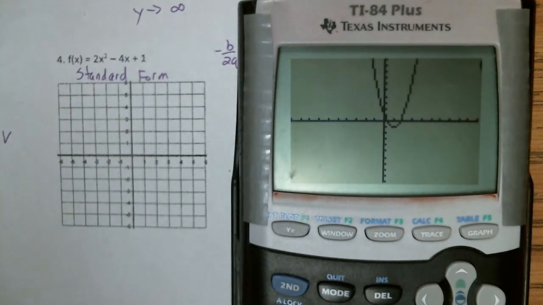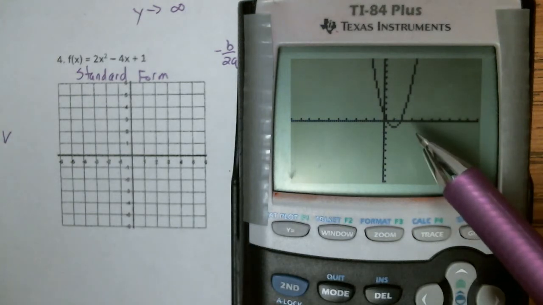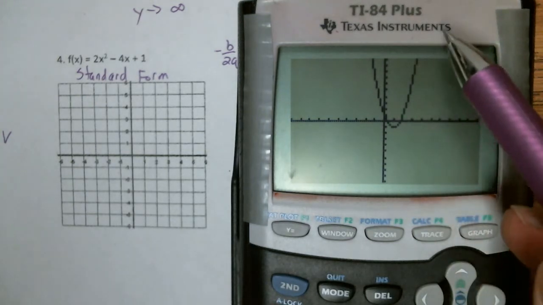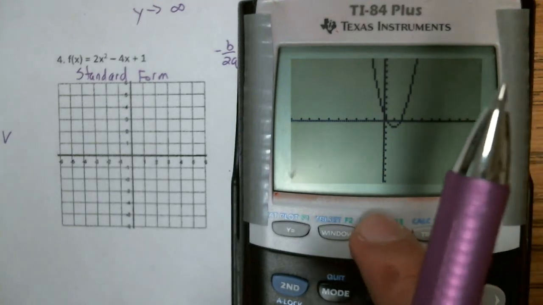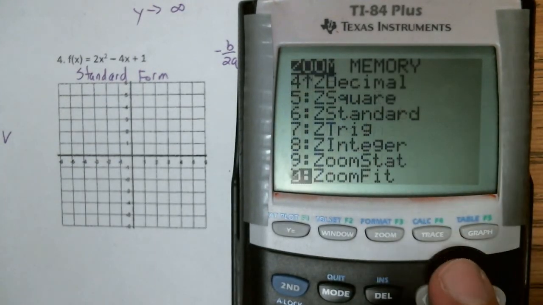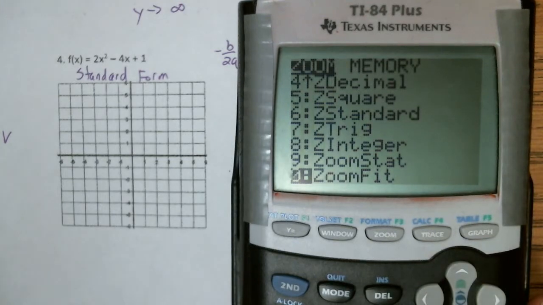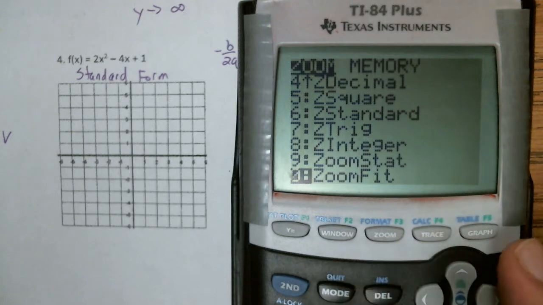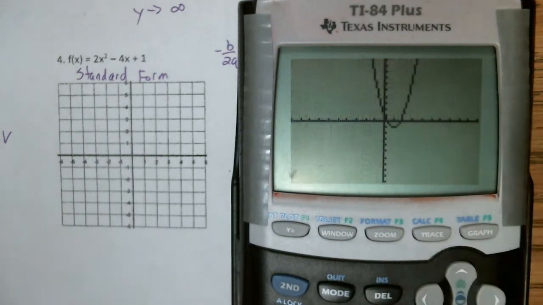Okay, good. I can see the vertex. Okay, if you're using this little trick with Mr. Spidey and you can't see the vertex, if the vertex is off the screen, this is where you got to use that trick I showed you in class. Zoom and go down to Zoom Fit, which is basically 0 or number 10. I don't need to do that because I can see my vertex, but that's just an option for you if the vertex is off the screen.